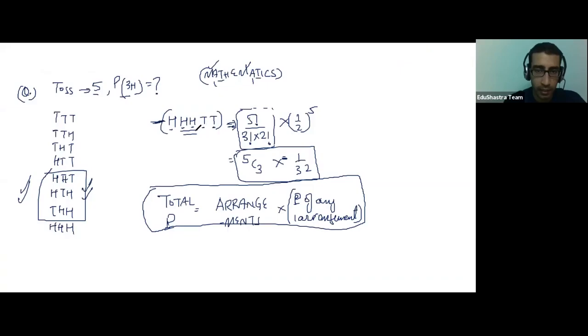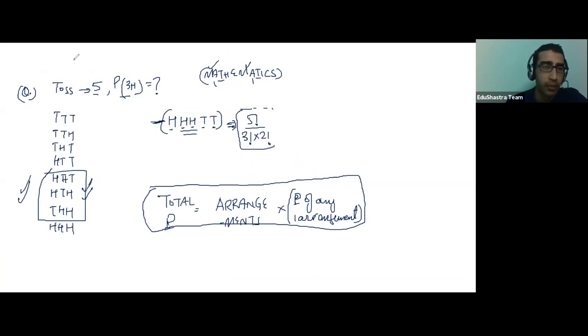So let's take it here. Let's take that for this question. Say I want to calculate the probability of getting 3 heads in 5 tosses, when the probability of getting a heads is 1 by 3, and therefore tails is 2 by 3.